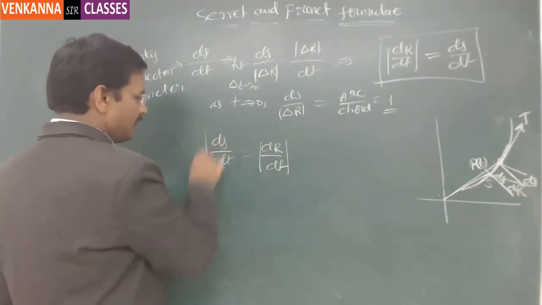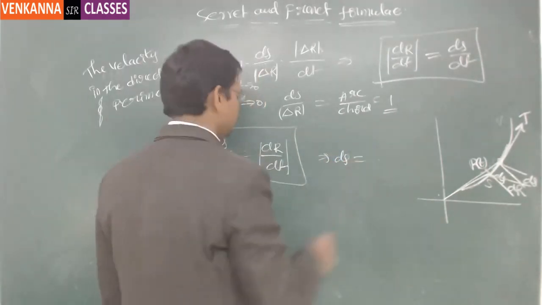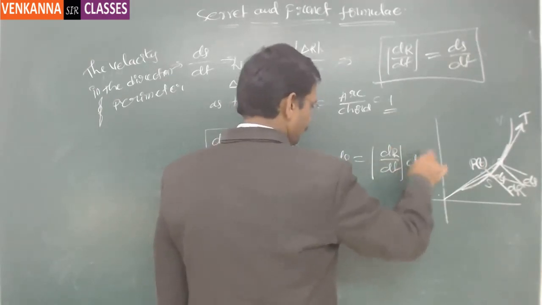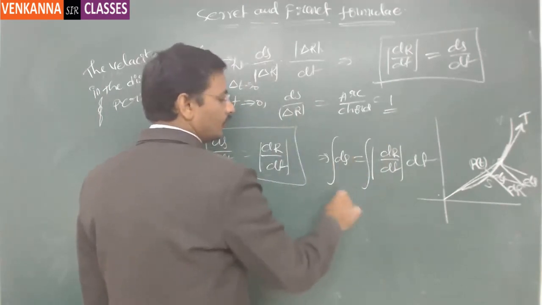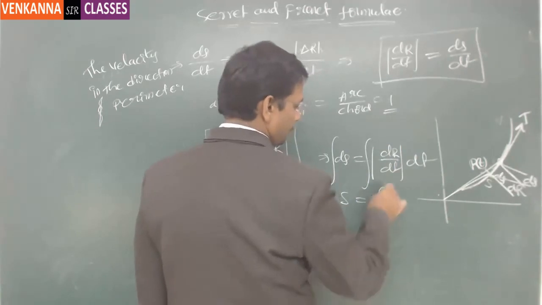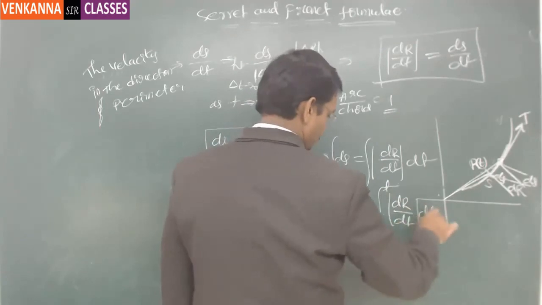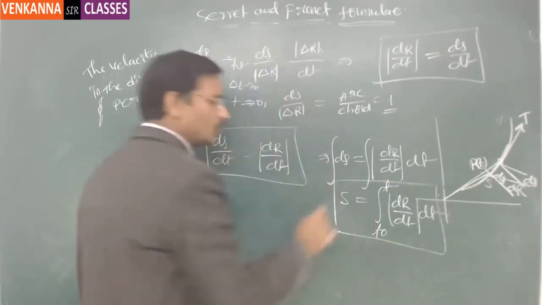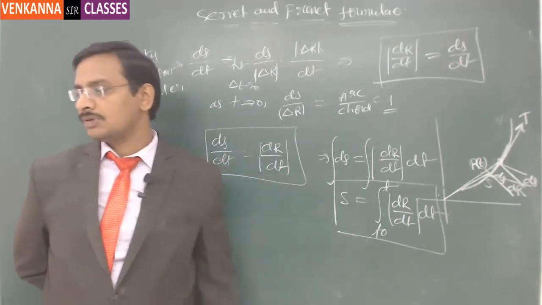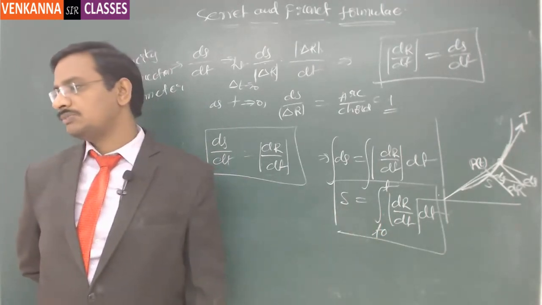So this ds by dt is equal to the mod of dr by dt, which is nothing but the velocity magnitude. So if you want to find the S value, ds is equal to mod dr by dt times dt. We will use this integration, the integral from t naught to t of mod dr by dt dt, to find S, and this S value we will use to find the derivatives with respect to S. Got it? You have to remember this. Understood?